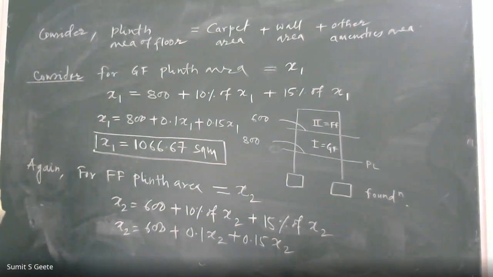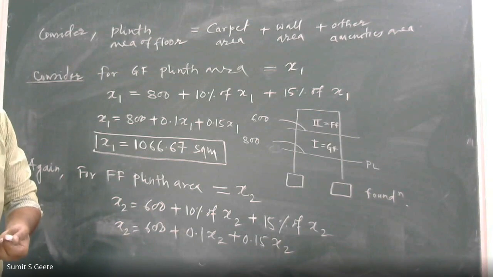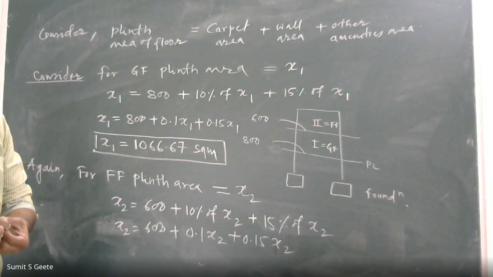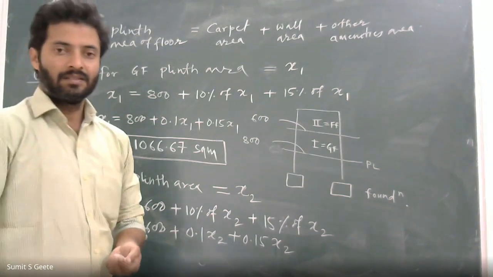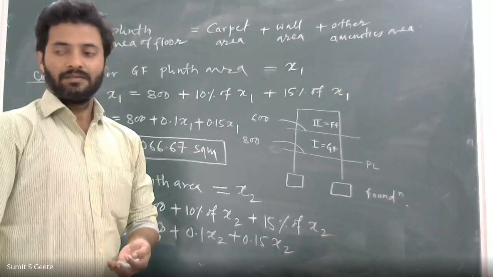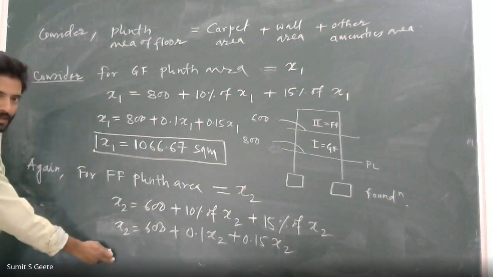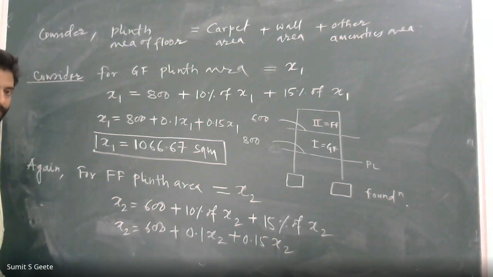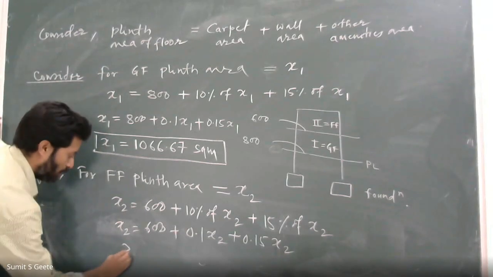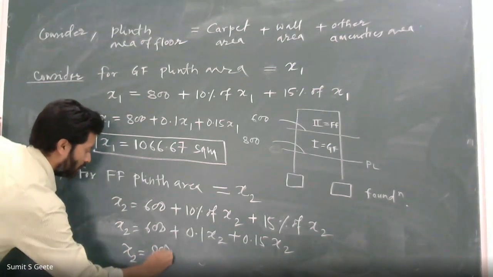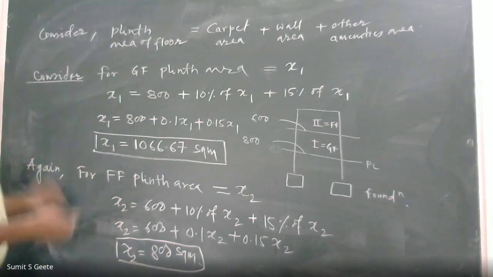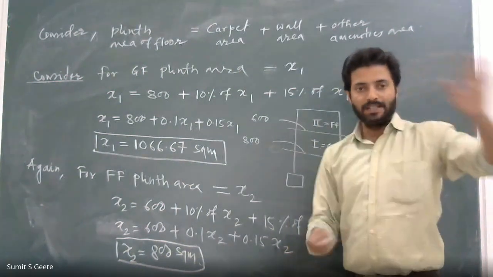Tell me the value. How much? 800. Okay. So this is visible to you? Yes, sir. Okay. So x2 is equal to 800. Unit is square meter. Fine. So this is the first step we completed.